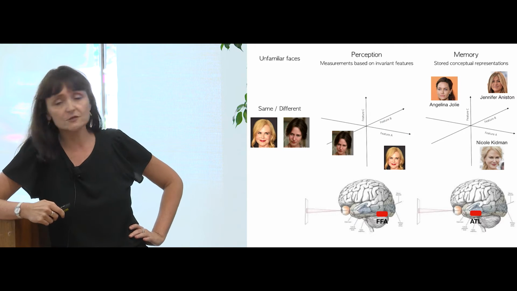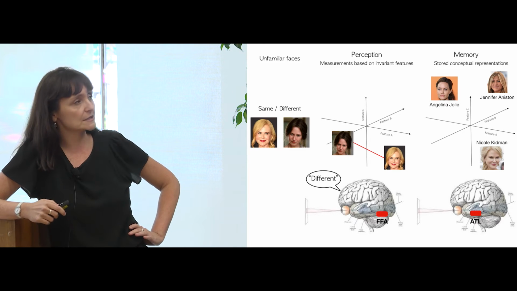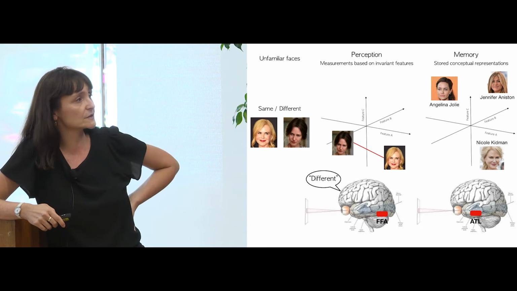Now let's say that we get this trial, and we again measure the distance between the faces, and because the distance is higher than a given threshold, we may say that these are different faces.